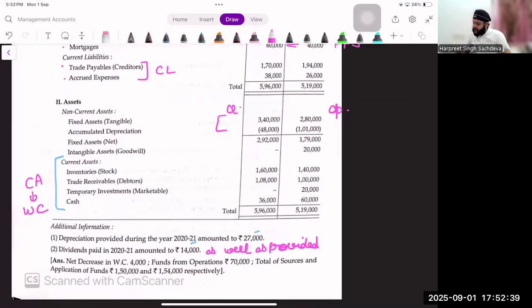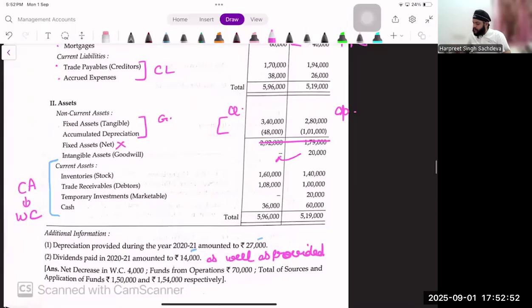Then fixed assets tangible less depreciation means दोस्त account के साथ given है राजा. Net value we don't require for any account. We just need the gross amount and the दोस्त account. Yes or no? And intangible goodwill is reducing means goodwill written off. It will also go to the funds from operations. Depreciation provided will go to the account as well as FFO. Then dividend paid as well as provided करके use करोगे. Yes or no? Any doubt in all the data? Anyone any doubt? Quick.